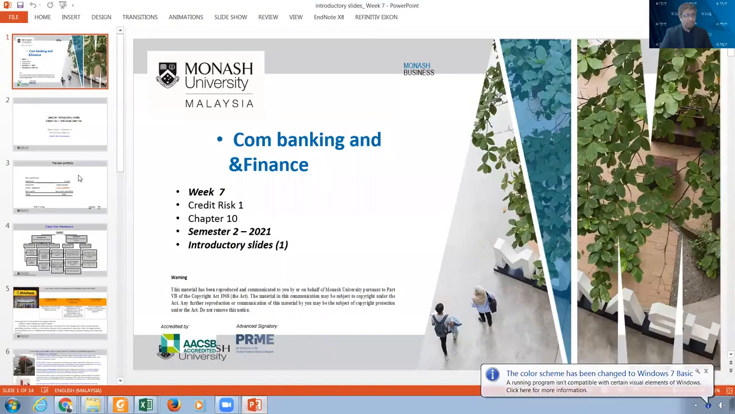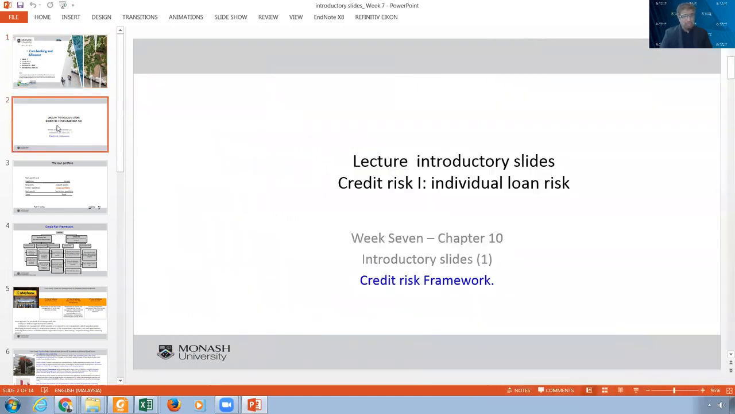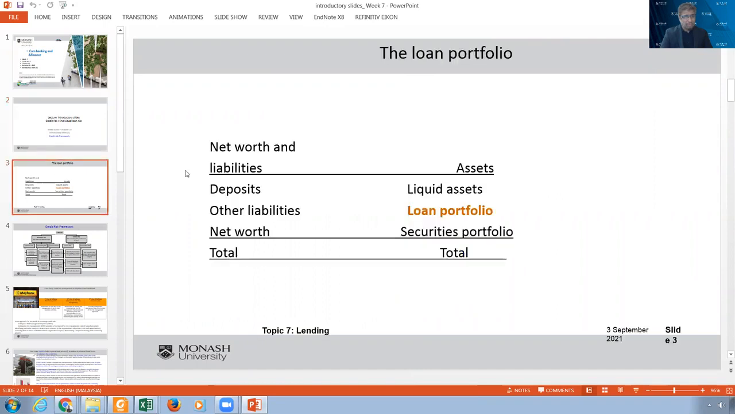So this is what we are talking about, actually. Hopefully this will not take a long time, it should be short. So this is coming in week 10 and week 11. And when we talk about credit risk, we are talking about this area, which is the loan portfolio.